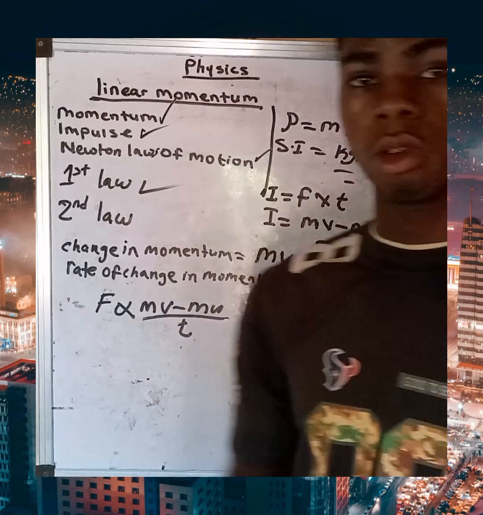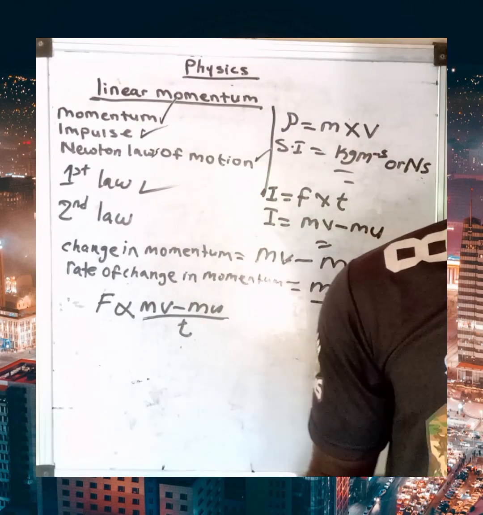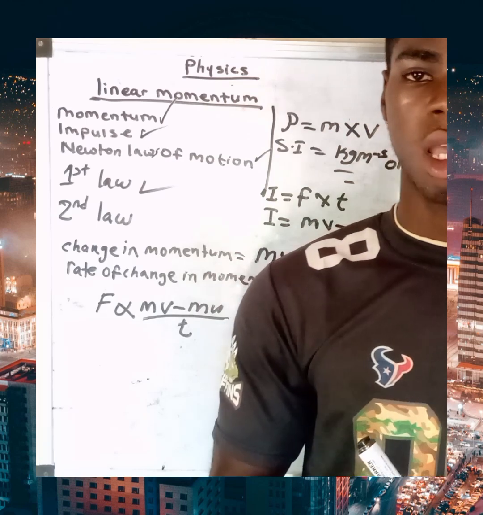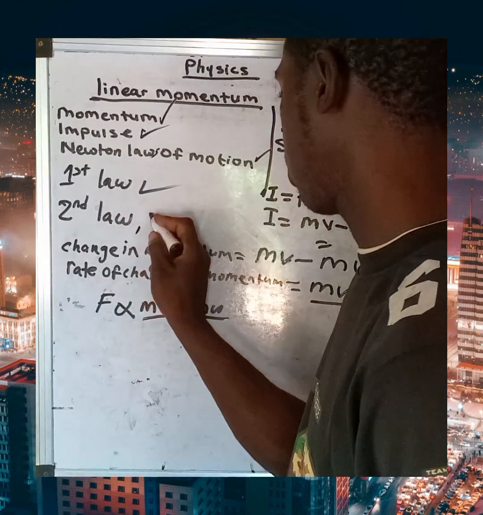The third law of motion is very simple. It states that action and reaction are equal and opposite. Action and reaction are equal and opposite. So that is very simple. So we have explained the third law.